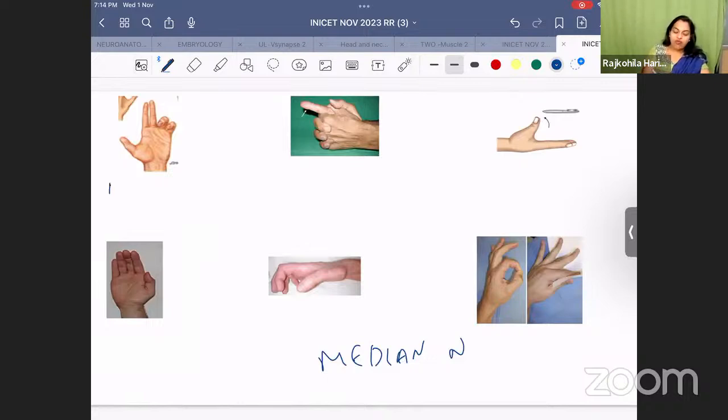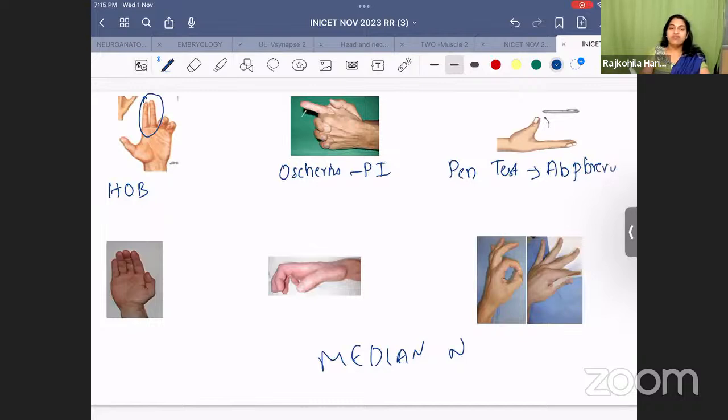So this is the hand of benediction, inability to flex the, yes, which digits? The middle finger and the index finger. Here it's the Ochsner's clasp test, right? Presenting with the pointing index of the which digit? Index finger. Again, flexor digitorum profundus tendon. This they've asked frequently. The pen test. You're testing the abductor pollicis brevis muscle. This is the ape thumb. The muscle paralyzed is the opponens pollicis.